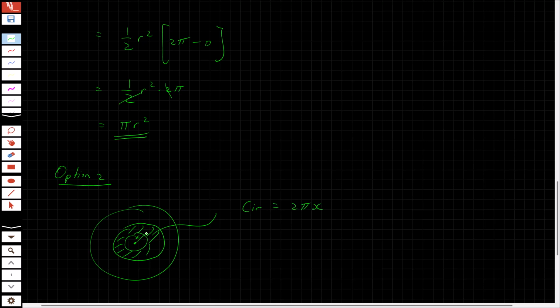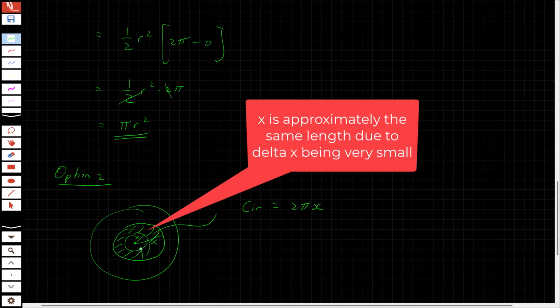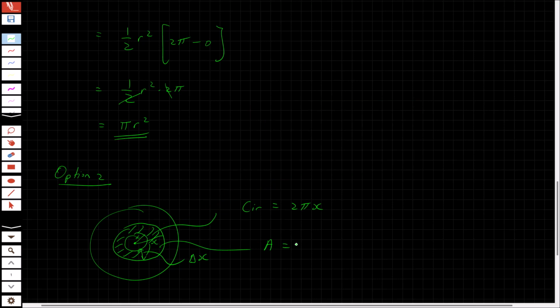Well, the circumference of the inner circle there is 2 pi x, and the circumference of the outer circle there is 2 pi x as well. We could calculate the circumference of each of those rings. We know the distance between those is delta x, a very small distance. So the area of this ring is 2 pi x multiplied by dx, if the distance between those two rings is very small.